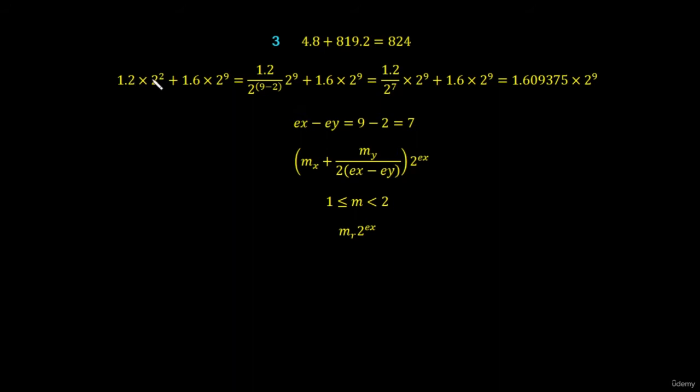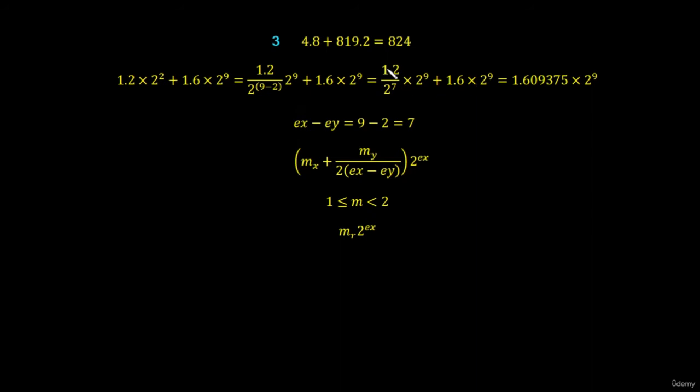So if this number here goes up by a factor of 7, then it means that the 1.2 has to be divided by a factor of 2 to the power of 7, or equivalent to 2 to the power of the largest exponent minus the smallest exponent. So that's 2 to the power of 9 minus 2, which is 7. So we can now rewrite this here as 1.2 upon 2 to the power of 7 times 2 to the 9 plus 1.6 times 2 to the 9.